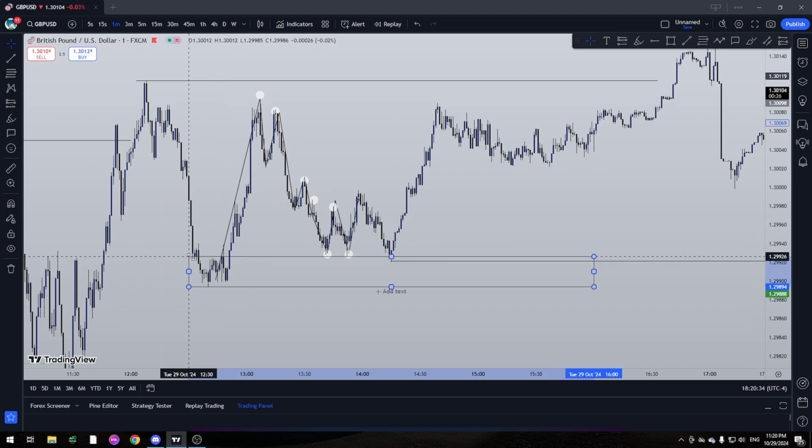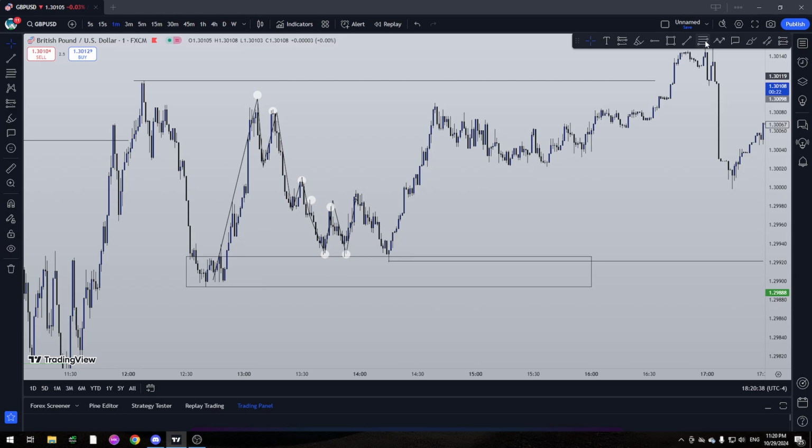Let me mark it out perfectly. Yeah, so like this. What happens here? Market has one tiny push up, one more little bit of liquidity, and we create this.